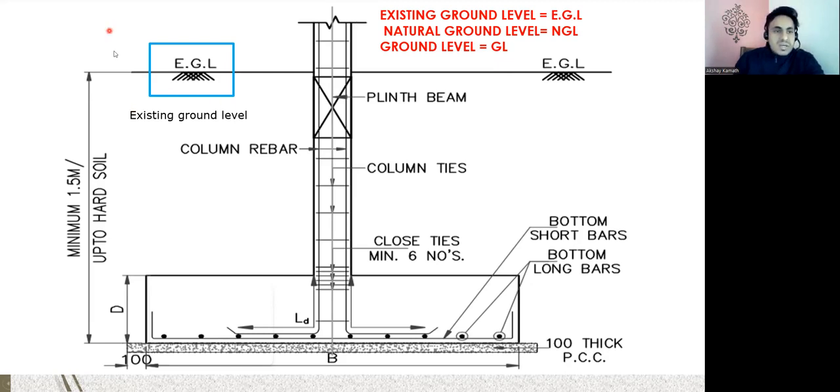Now you can see something written here. From this EGL level, how much is the depth of the footing that you're supposed to excavate, that is written here.